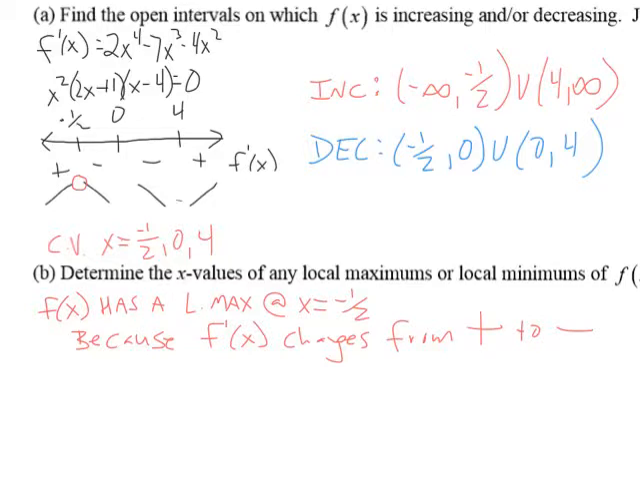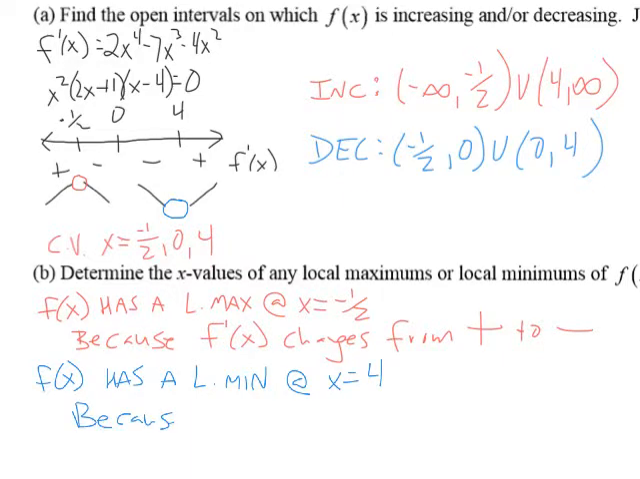We can then also identify the local minimum. The local minimum is going to occur at that spot, so f of x has a local min at x equals 4 because f prime of x changes from negative to positive. So right here is pretty much the basis of what this video is about, being able to use the derivative to determine where the local max or local min occurs.